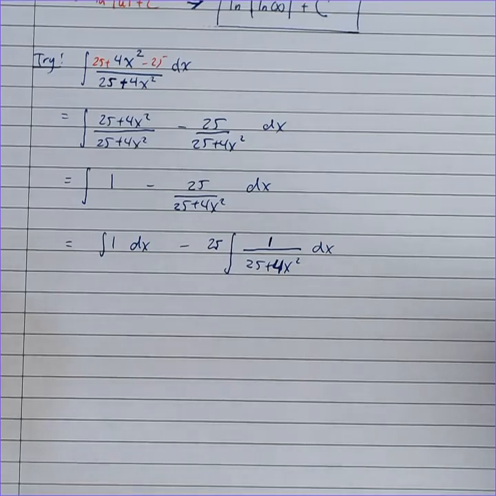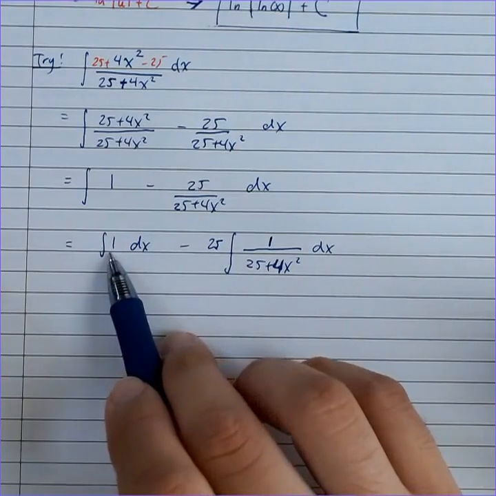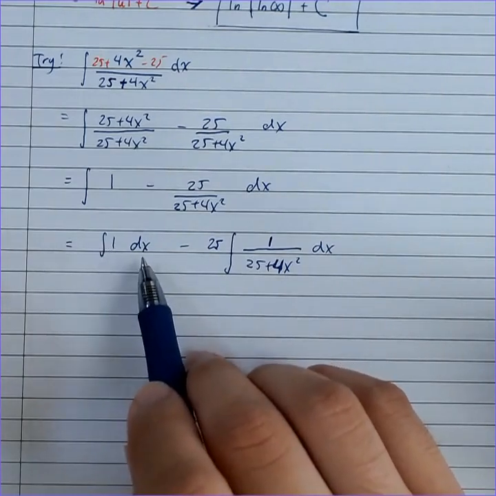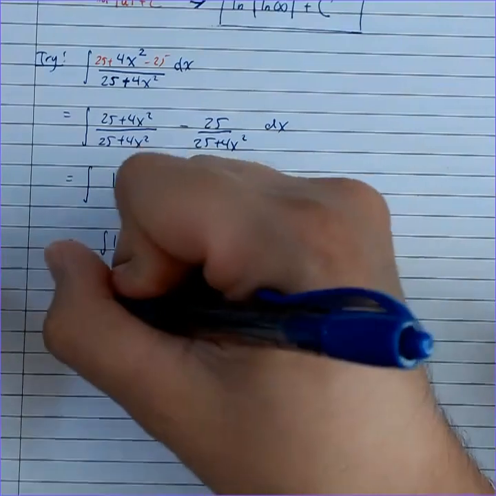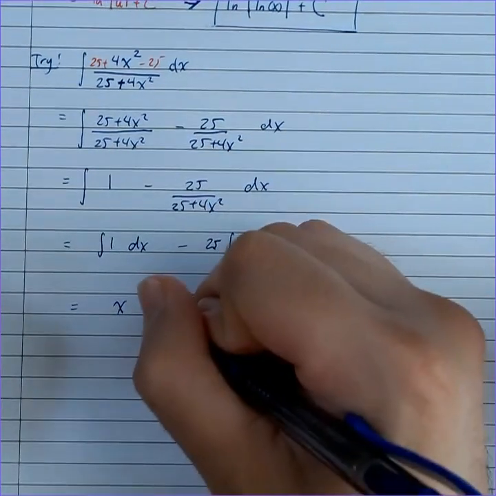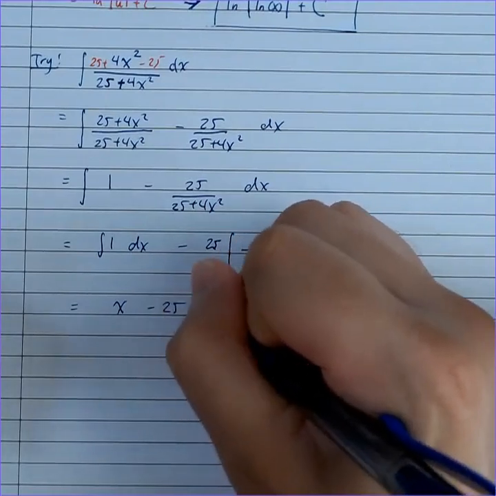Okay, so now this first part is nice. It's the most basic integral that we ever learned. The integral of a constant with respect to x is that constant times x. Or in other words, you just get x. Minus 25 times.